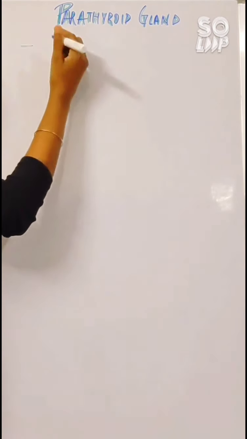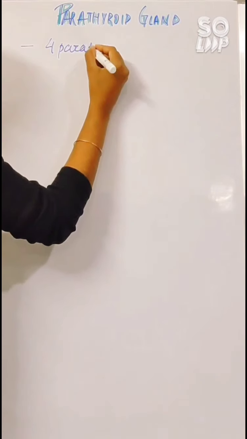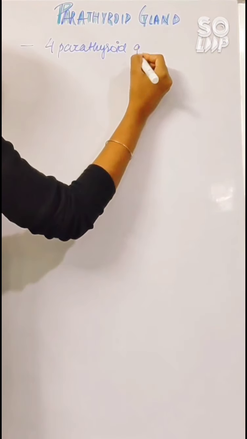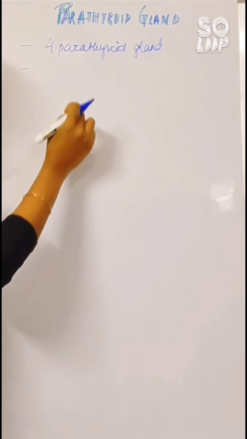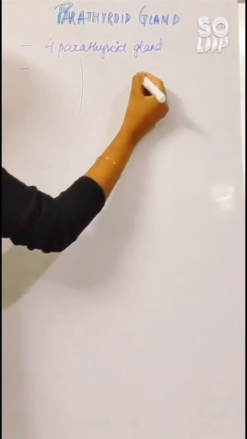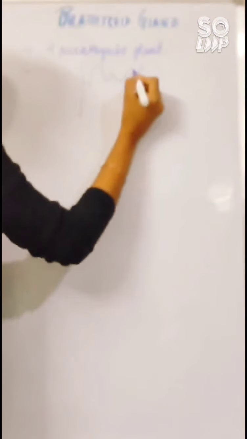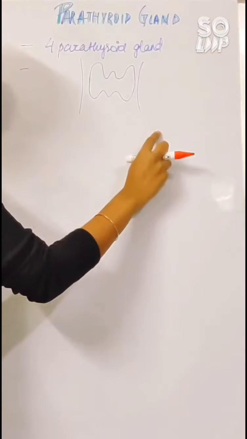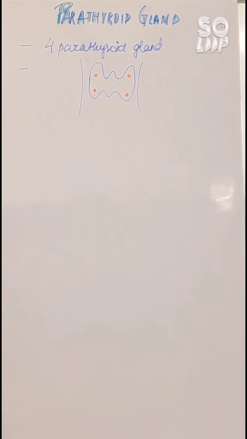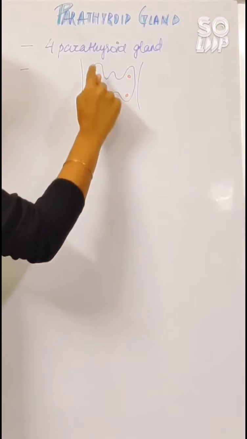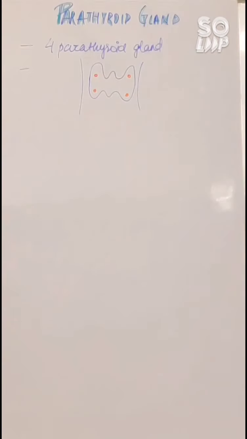There are about 4 parathyroid glands which are situated on the anterior aspect of the neck, embedded posteriorly at the 4 poles of the thyroid gland. Suppose this is the anterior aspect of the neck and this is the thyroid gland. They are located on the anterior aspect of the neck, embedded posteriorly at the 4 poles of the thyroid gland.